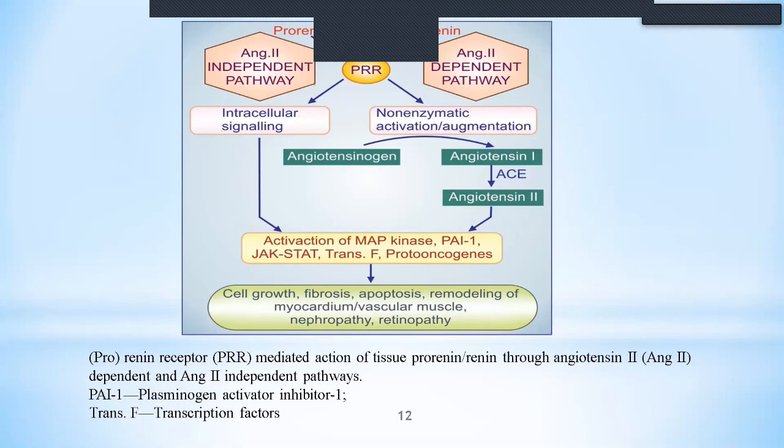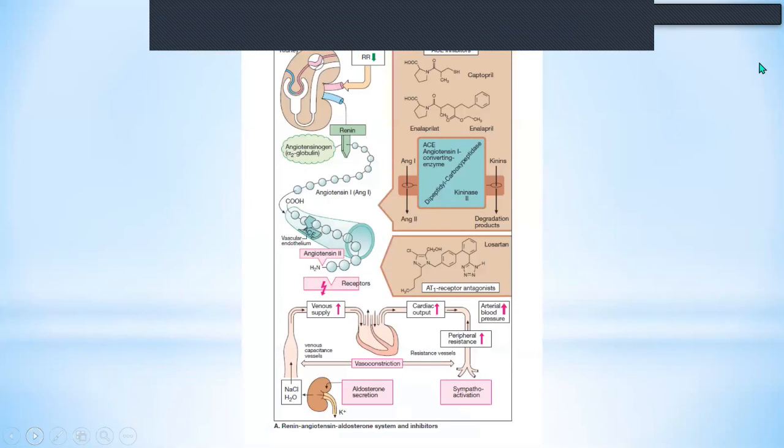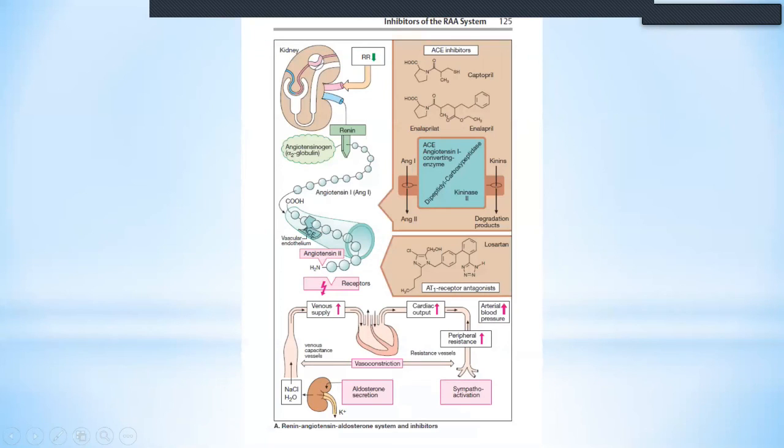So this is the pathway of how prorenin and renin act on the prorenin receptors. Of course, renin also acts on the PRR, and non-enzymatic conversion of angiotensinogen to angiotensin 1 and 2 occurs, whereas the intracellular signal activates MAP kinase and many other intracellular substances. So this is also another chart, which informs about the inhibition of the RAS system.